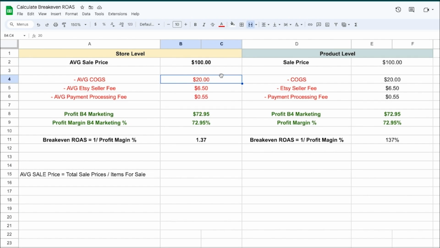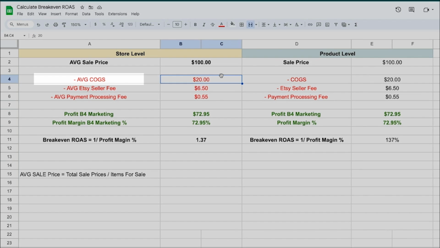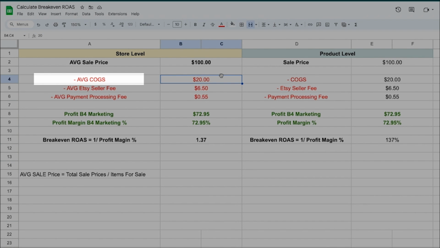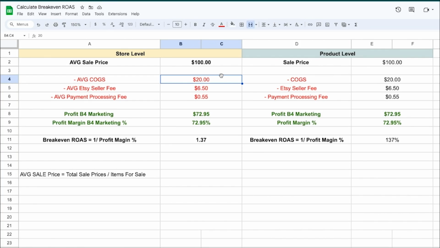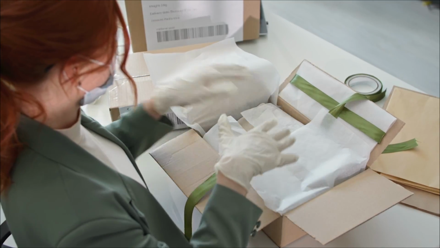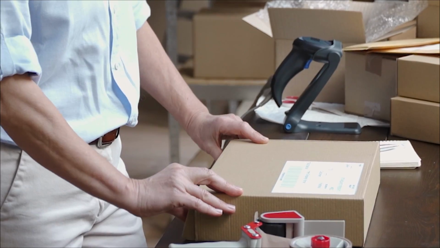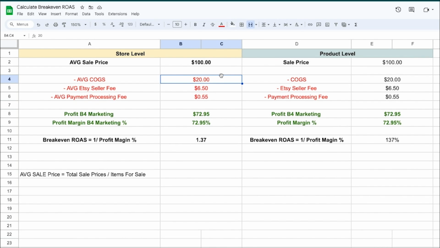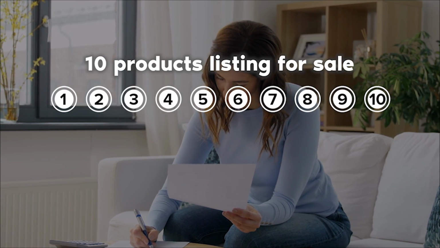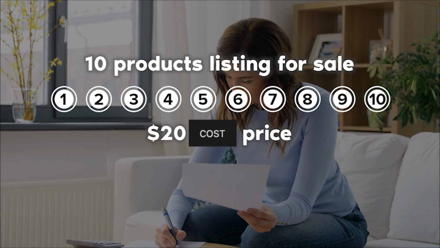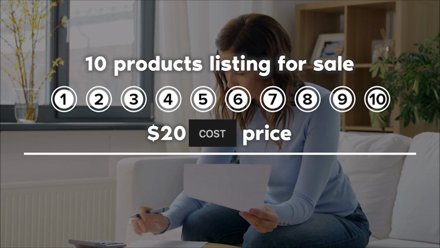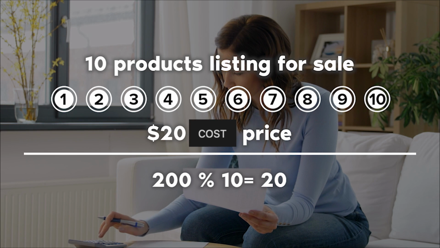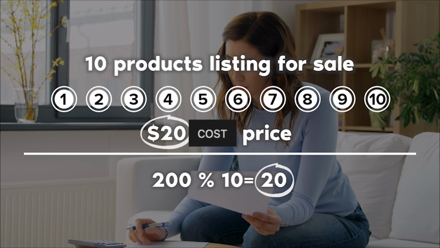And then we do the same equation for the cost of goods sold. Your cost of goods sold is the total cost associated with making, packaging, and finishing off your good before it ships to your customer. We do the same calculation: if you have 10 products, we add up all of those costs and divide by the total amount of products listed for sale. That gives you your average cost of goods sold.